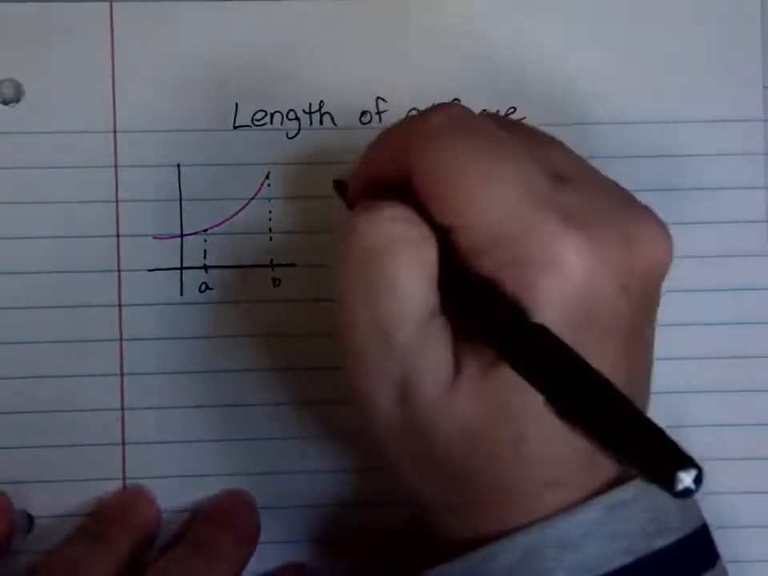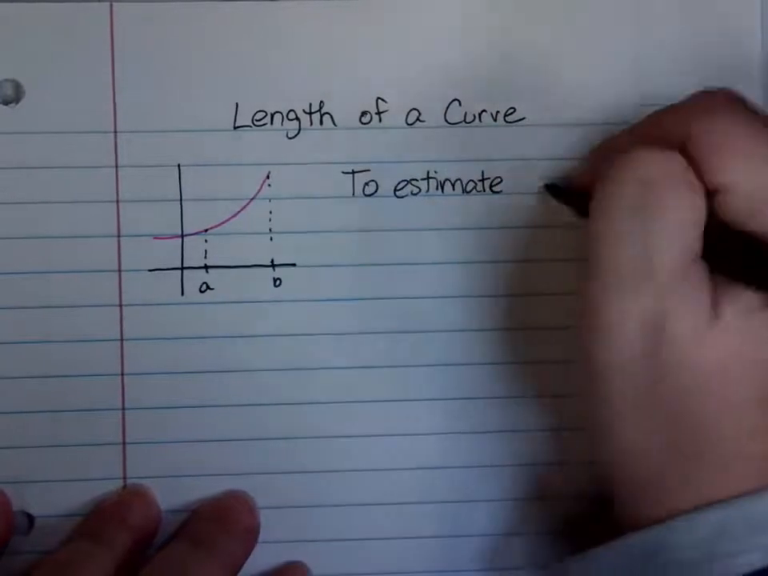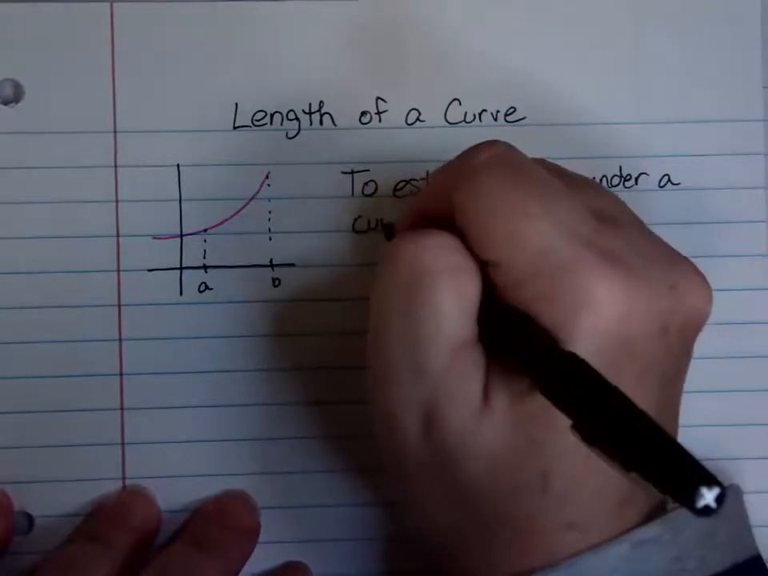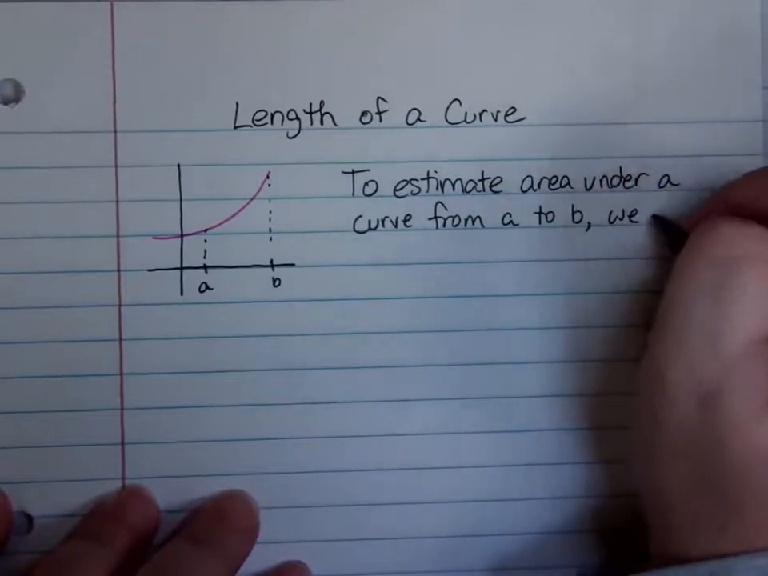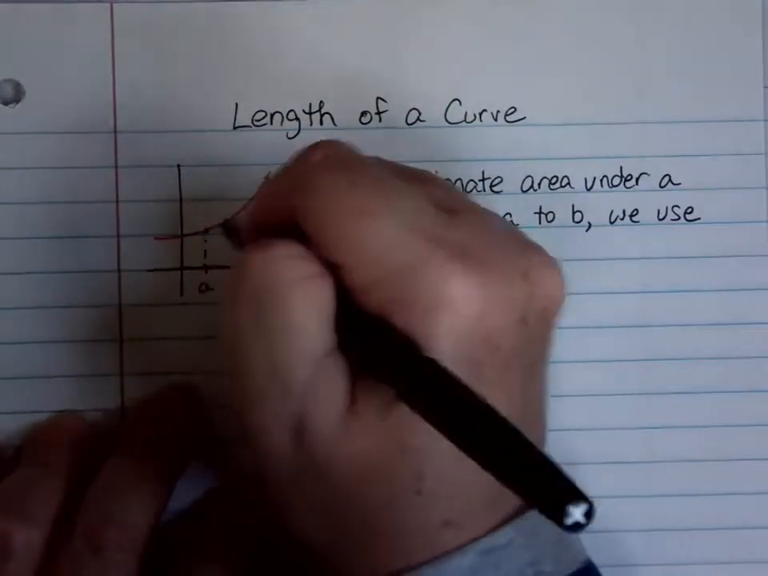Now, to estimate area under a curve from A to B, we use what? What did we use to estimate the area under a curve from A to B? No, before that. Before we learned integrals, what did we use? Riemann sums, which are really what shape? Rectangles or trapezoids, okay? So let's go back to review what this is all about.